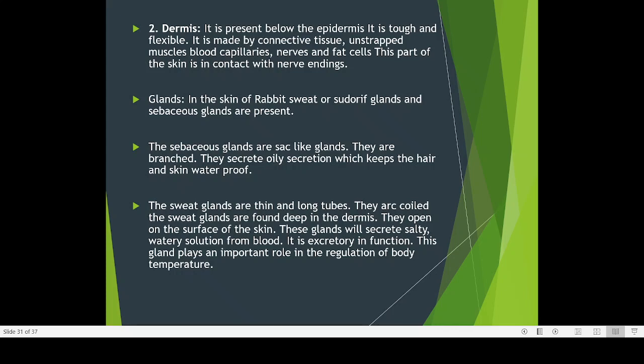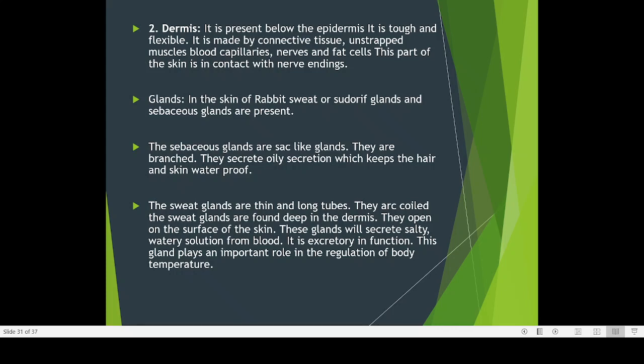Sweat glands secrete a salty, watery solution produced from the blood, and it is also an excretory function. But the major role of the sweat glands is the regulation of body temperature, or cooling of the body. The cooling process of the body is carried out by the sweat gland. That is why there are a lot of sweat glands in your body. In the absence of sweat glands, the cooling mechanism of our body may not be able to work properly.